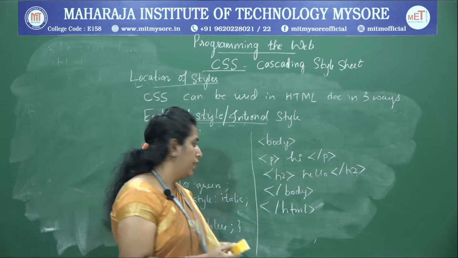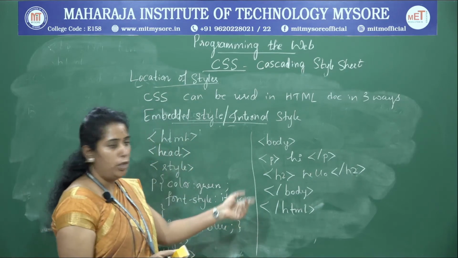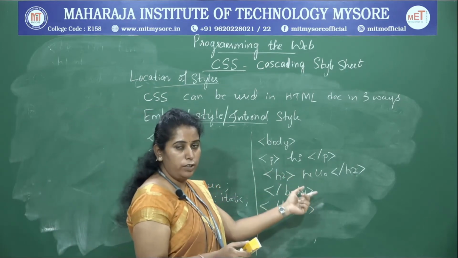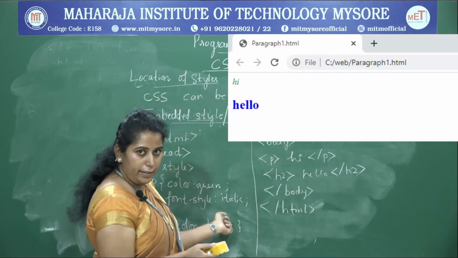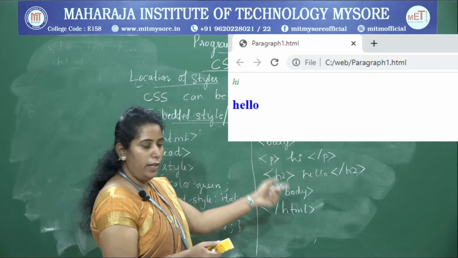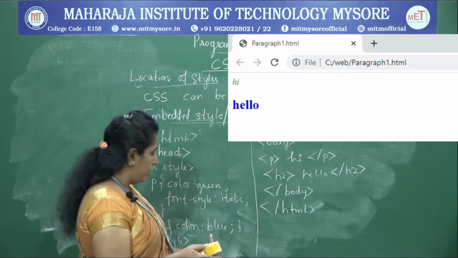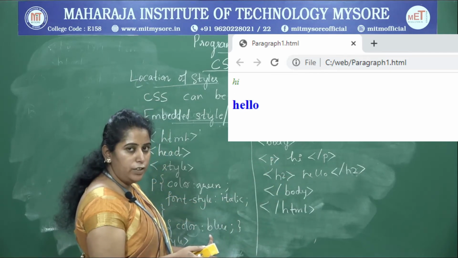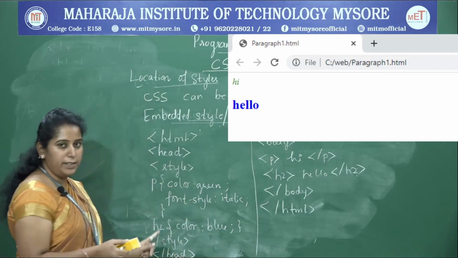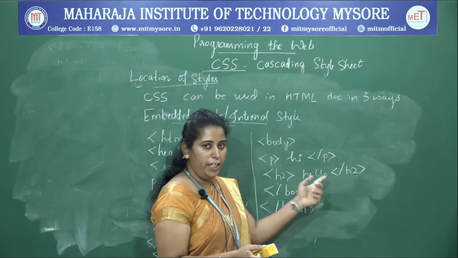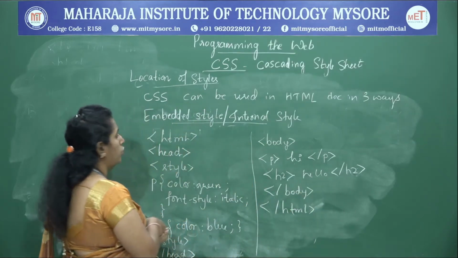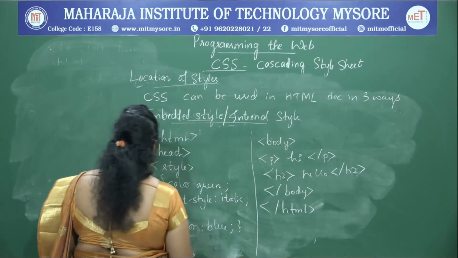Now I will close style and also close head. Let me run the program. After running the program, you can look into the output and how it has been printed. Hi in green and italic form, and hello in which color? Blue. Understood? So this is the embedded style sheet. You can observe the output. Next we will move on to the external style sheet.